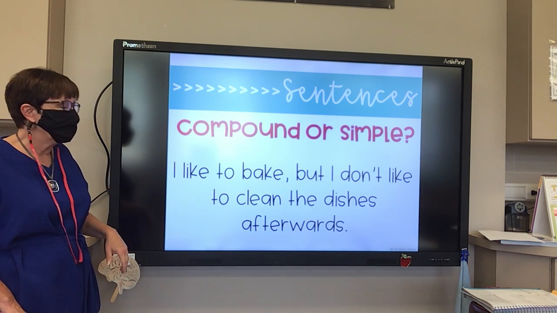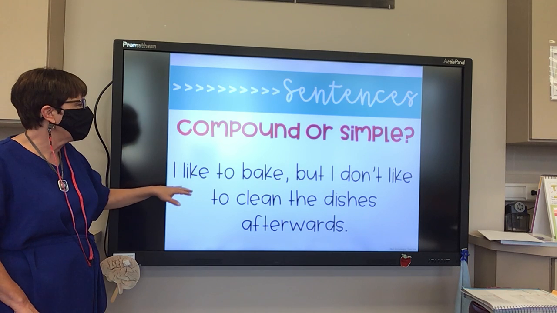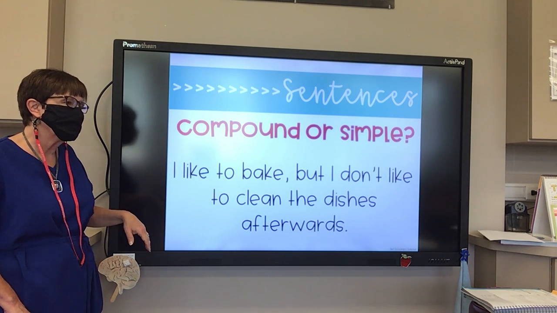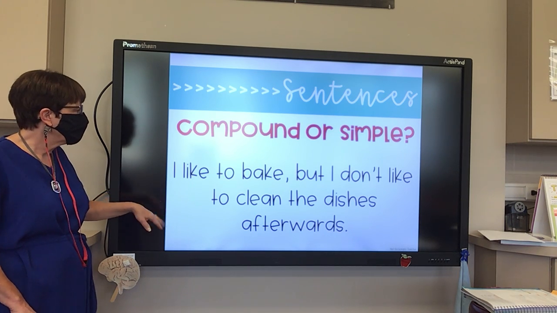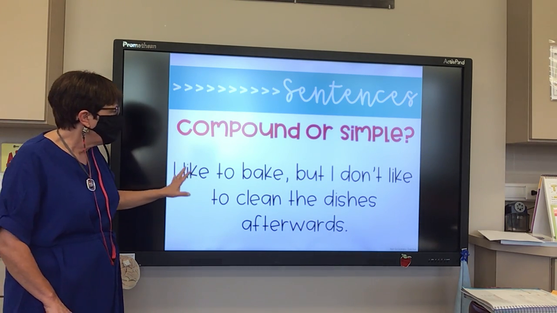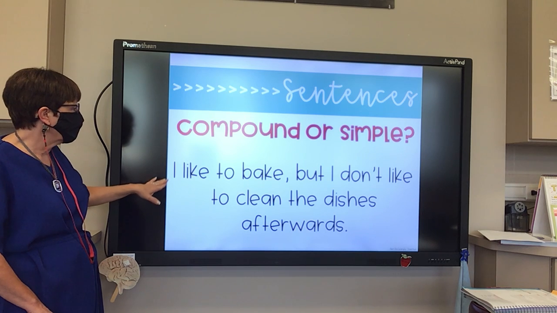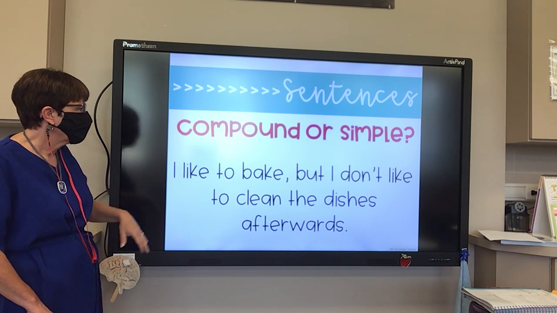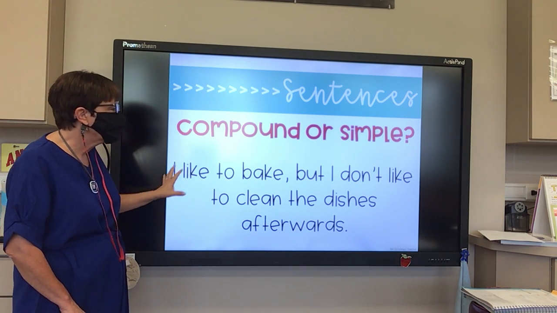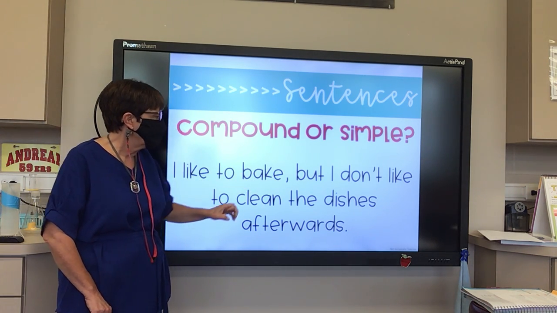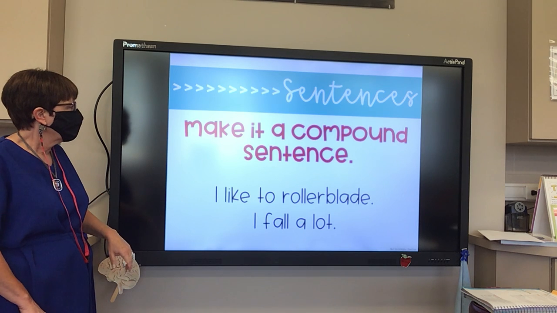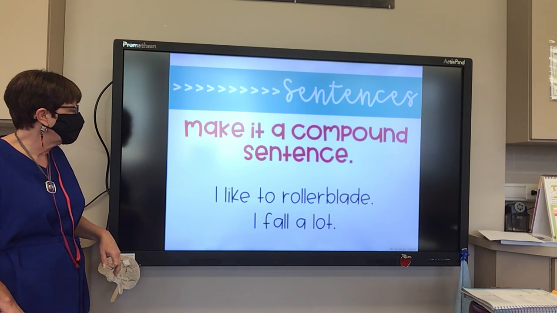Is this a compound or simple? I like to bake, but I don't like to clean the dishes afterwards. Libby? Compound. We've got more than one sentence here. We have I like to bake, I don't like to clean the dishes afterwards. That's two sentences. We join them with a conjunction. Make it a compound sentence.